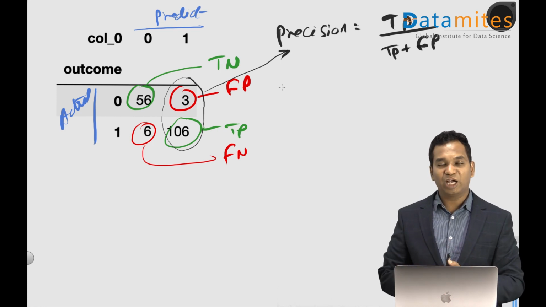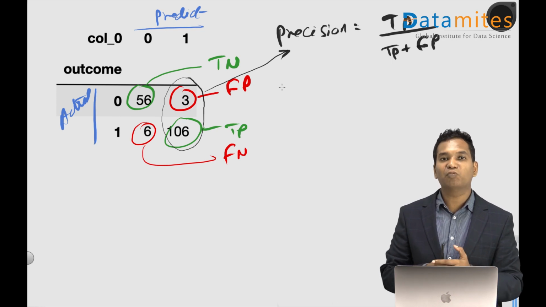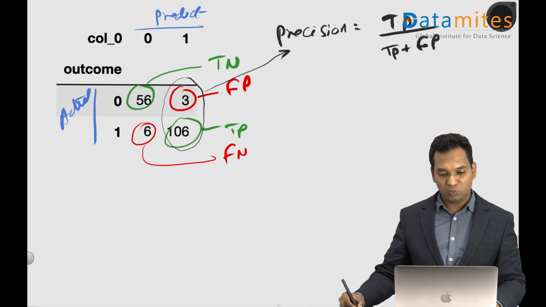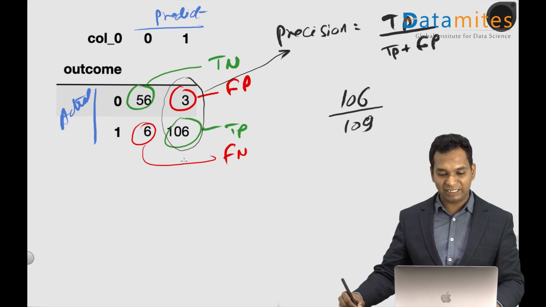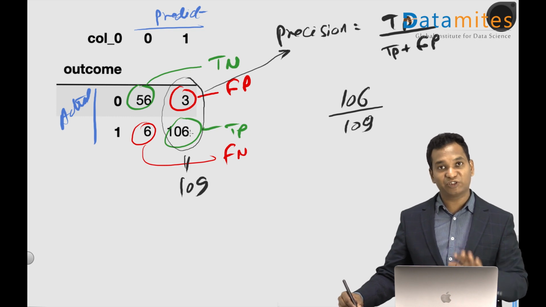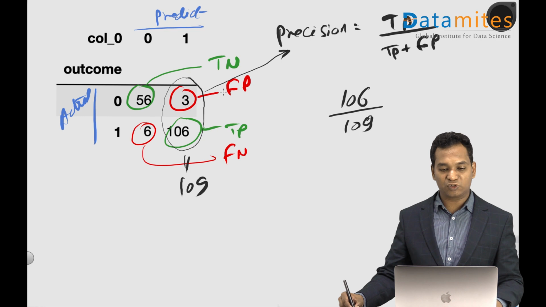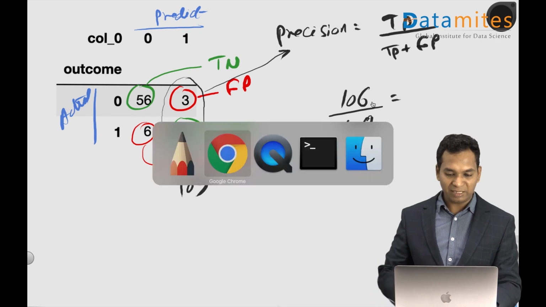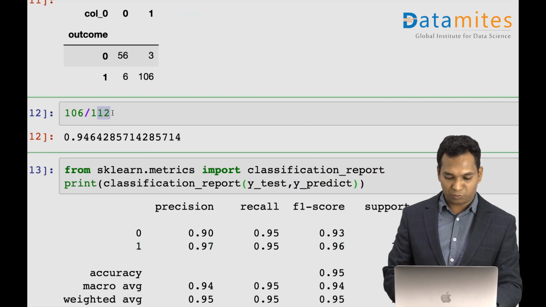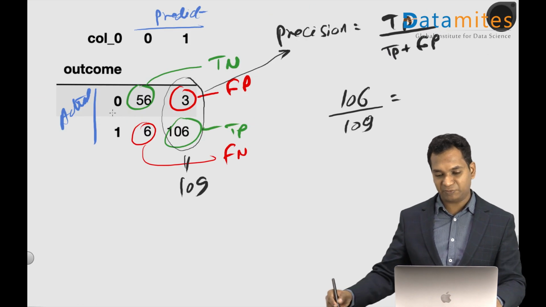Whereas precision, out of predicted positives, is how precisely your prediction is, meaning how many of the predicted positives are actually positives. Out of this 109, your model is telling you there are 109 positives, of which 106 are actually positives and 3 are negatives. It's called false positives because they are falsely predicted as positives. So out of 109, how many were actually positive becomes your precision. If you do the math, 106 by 109, you get about 97%.